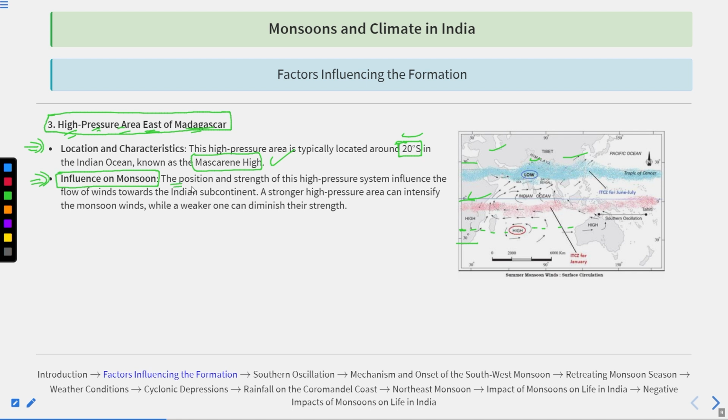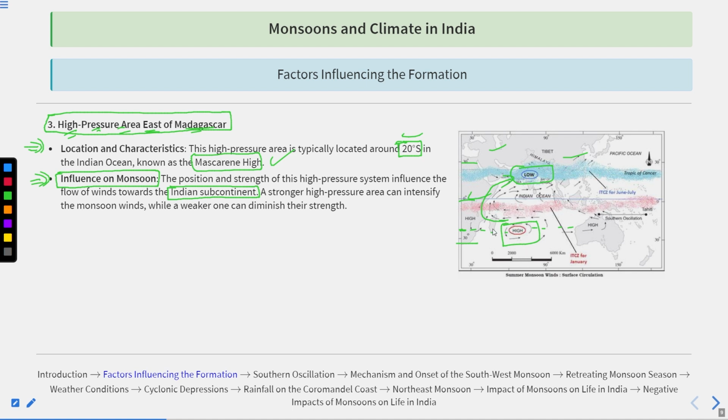So the position and the strength of this high pressure system generally influence the flow of winds towards the Indian subcontinent. Like here you can say this is our India, as I have told you. So now you can say this is the convergence of the winds from this high pressure to the low pressure. There is a high pressure, and because of the ITCZ there is a low pressure. So the winds automatically travel from here to there.